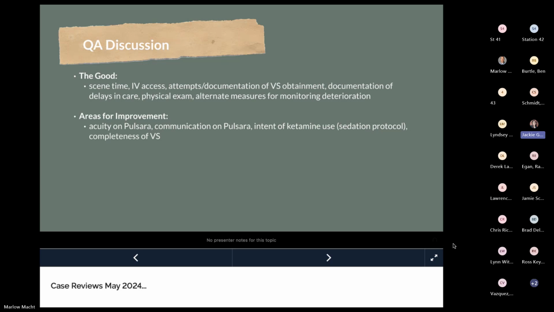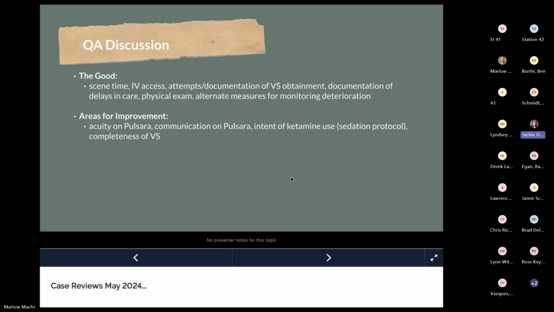They attempted and documented that they tried to get vital signs. They documented delays in care. They did an exam and ultimately found all of the findings that you could find for an exterior exam. And they used alternate measures for monitoring deterioration in this patient. The acuity on Pulsara probably should have been a red. Well, it should be a red.